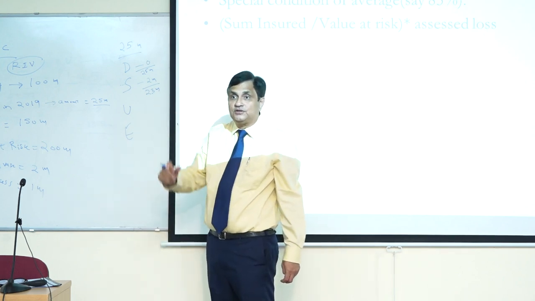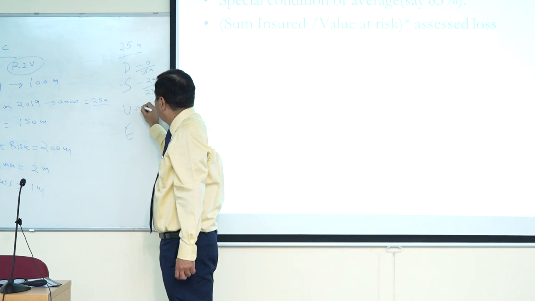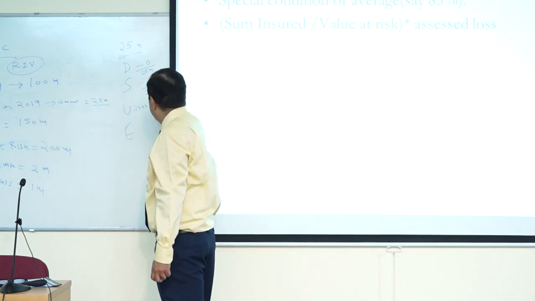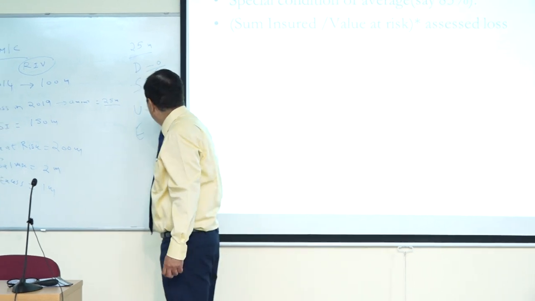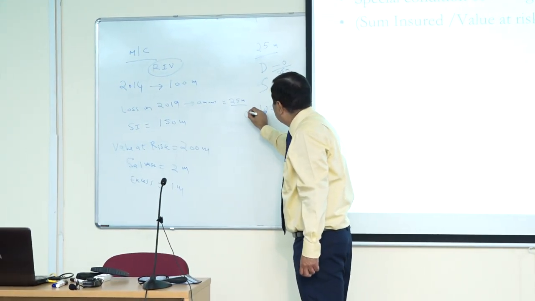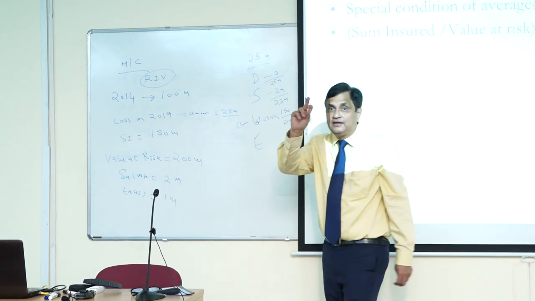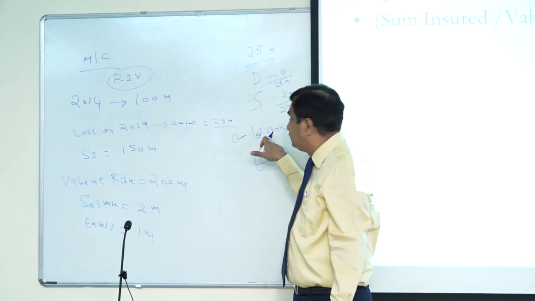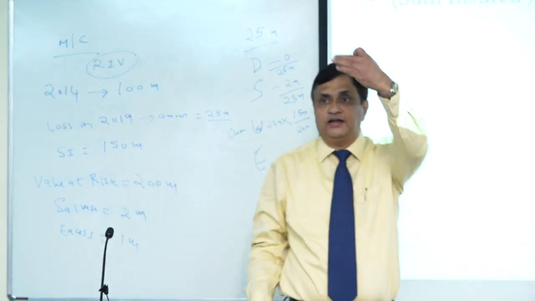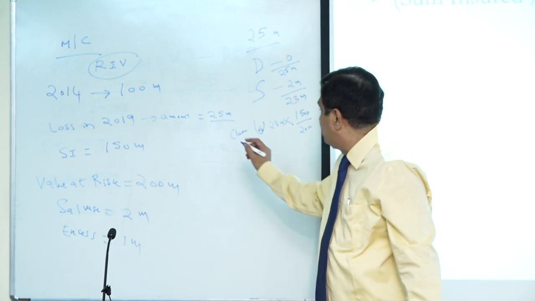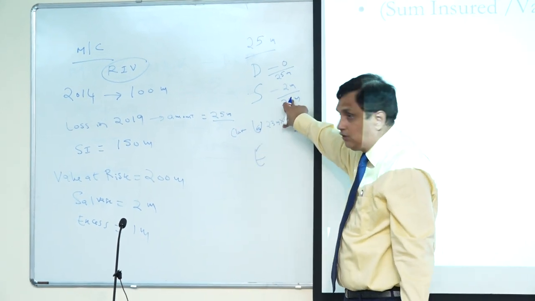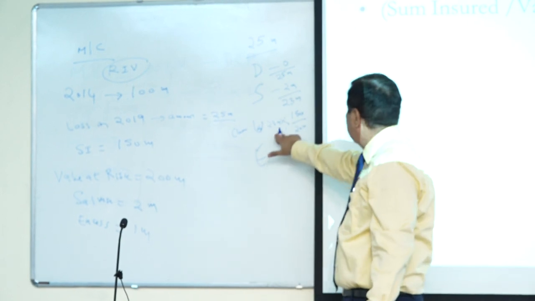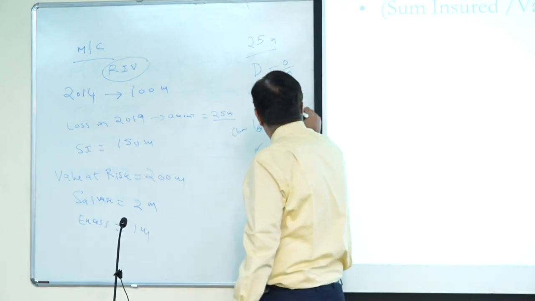Next I should do under insurance. Under insurance means what? 23 million multiplied by the sum insured, 150, divided by the value at risk, 200. This is not under insurance, this is the claim after under insurance. Am I clear here? Under insurance is 50 by 200, or 25%. So I am directly doing the claim after under insurance. You can do two steps: find under insurance and then the claim, or you can directly find the claim. That means claim after under insurance is equal to 23 million multiplied by the sum insured divided by the value at risk. So 23 into 150 by 200.